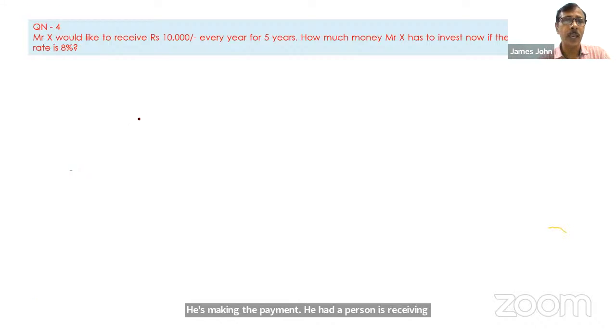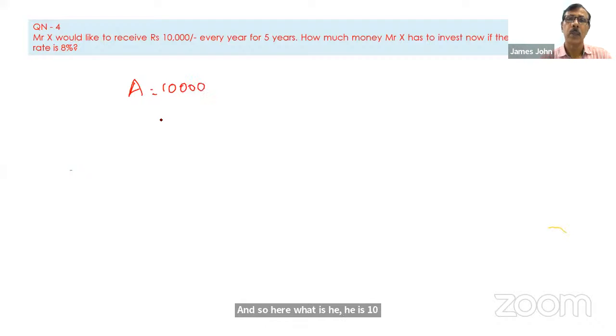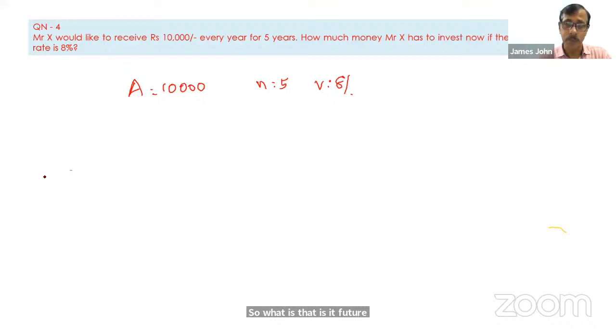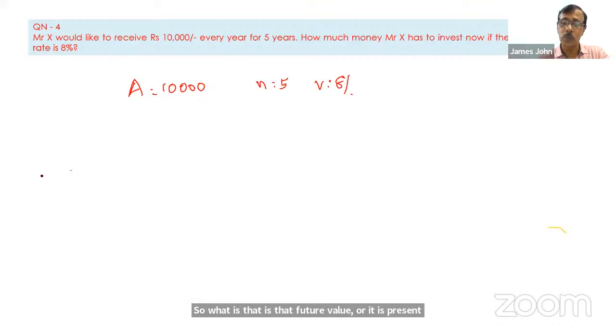What is this 10,000? Again, this "every" is there. Every year, yearly or monthly, it means it's a question on annuity. So here what is A? A is 10,000. Now what is N? N is 5 years. And what's the rate of interest? R is 8%. These are the given things. What you have to calculate? How much money he has to invest now. So is it future value or present value? It is present value. In the previous question, it was future value.